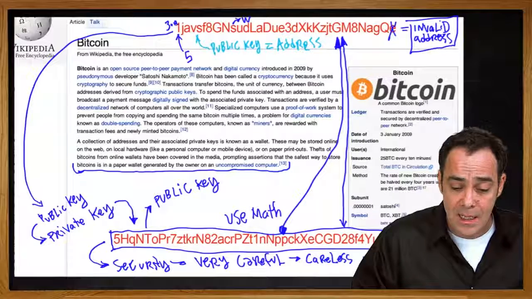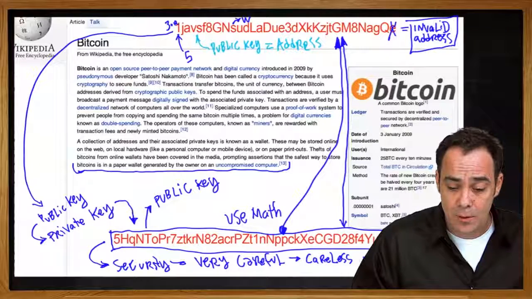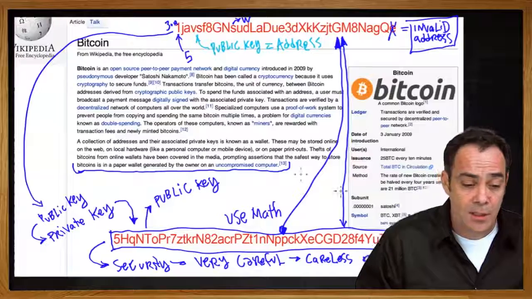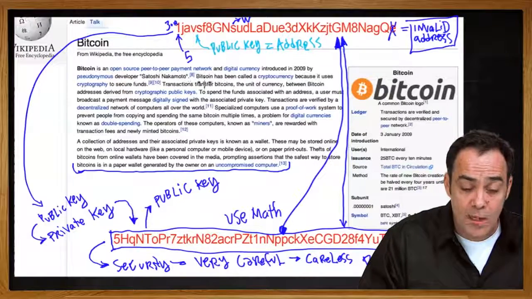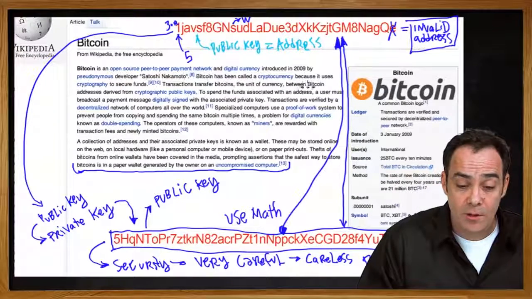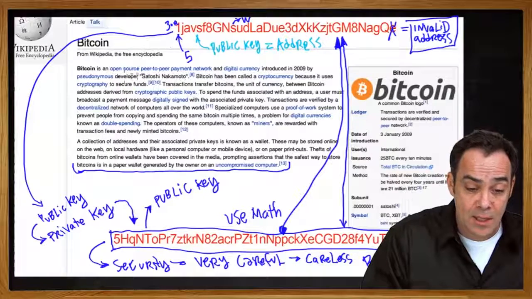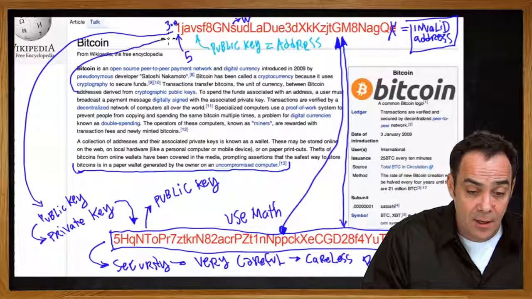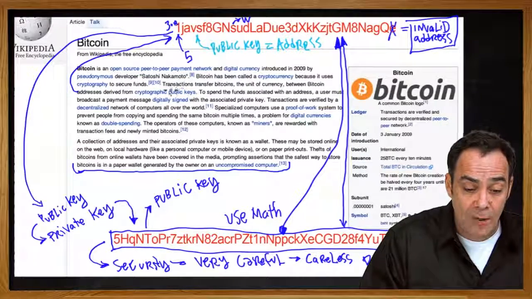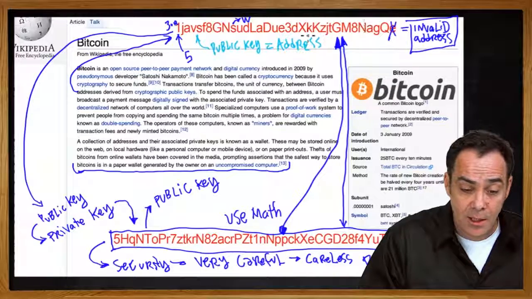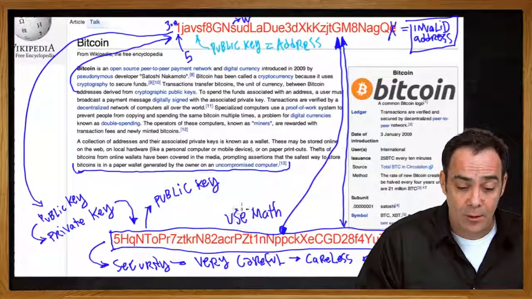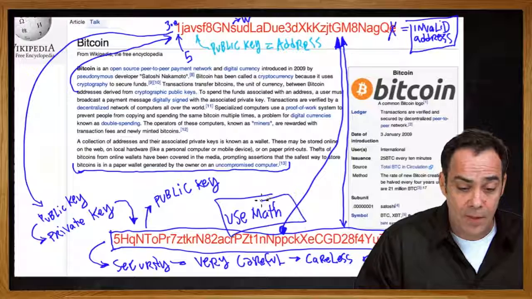So be careful. All right, so I know this is a little bit of a tangent, but it's an important one. Okay, transactions transfer Bitcoins, the unit of currency, between Bitcoin addresses, this guy right here, derived from cryptographic public keys. This is the public key, this is the private key. They are linked by math.